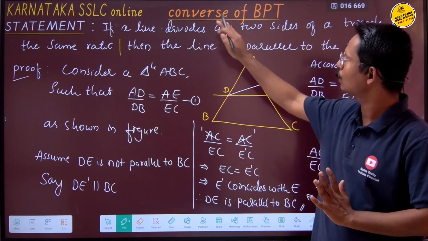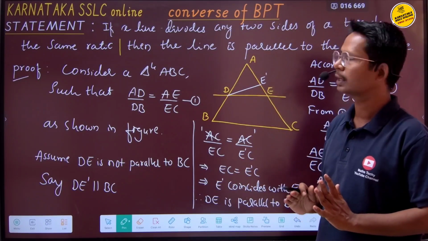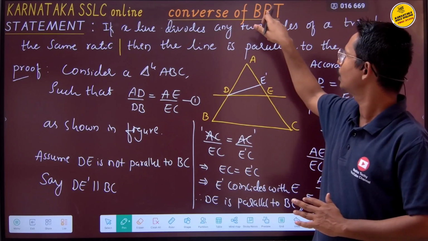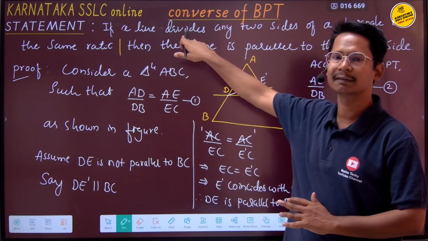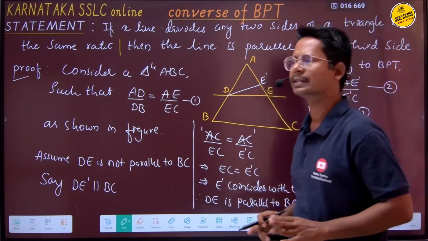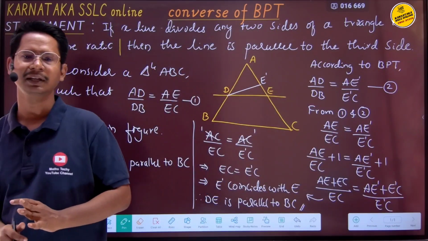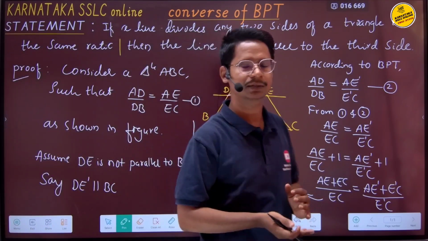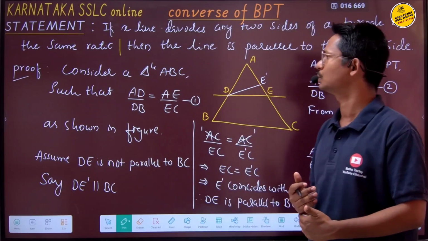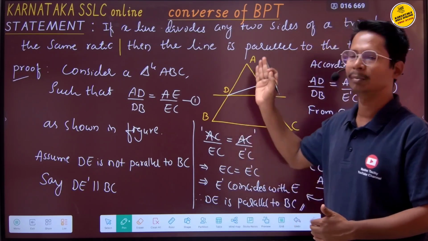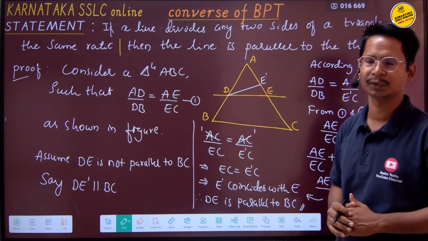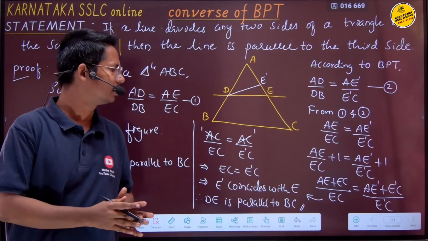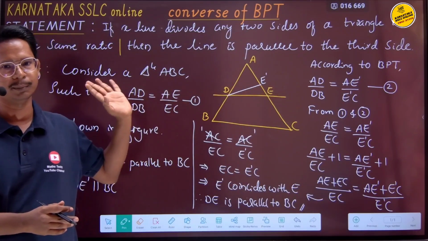Whenever you see the converse of some theorem, what is given in that theorem needs to be proved, and what you proved becomes the given statement. That we call the converse of the given theorem. This is very important, because in the next exercise and in subsequent exercises we are going to use both BPT and the converse of BPT. So have a practice, and try to understand both BPT and the converse of BPT.